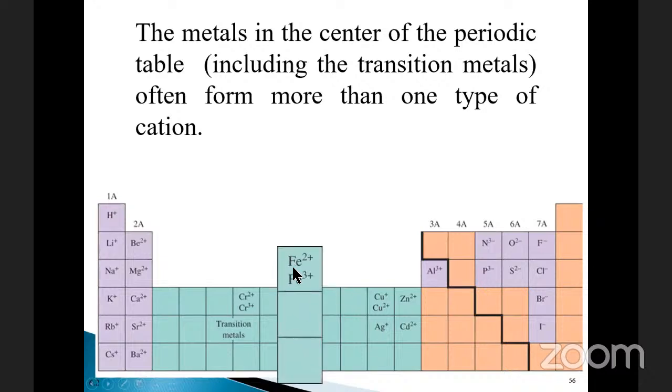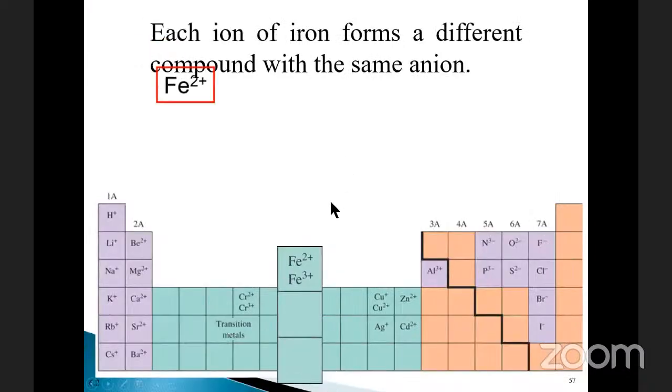So iron is one example, Fe2+, that's one form of ion, and then there's another form which has the +3 charge, all right? So we have to be able to distinguish between these two by name, all right? So how do we distinguish between them?